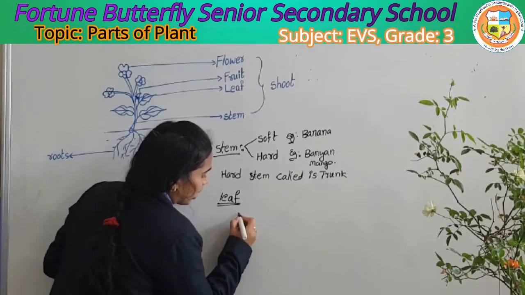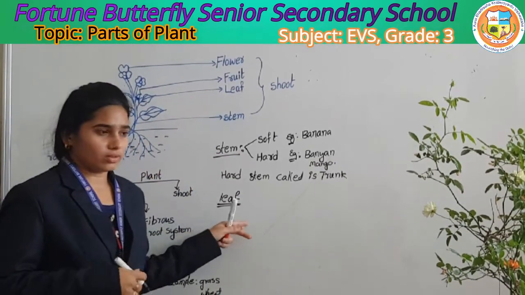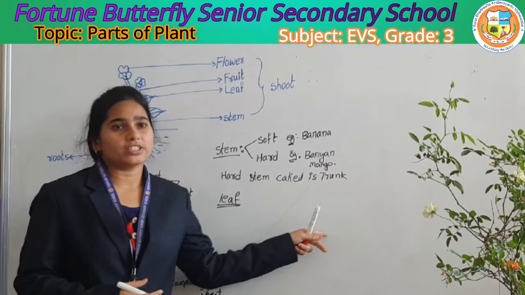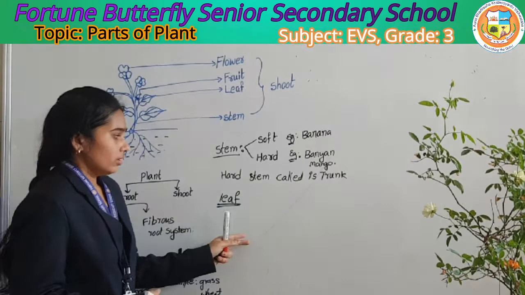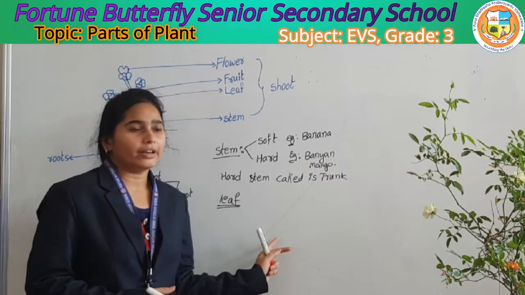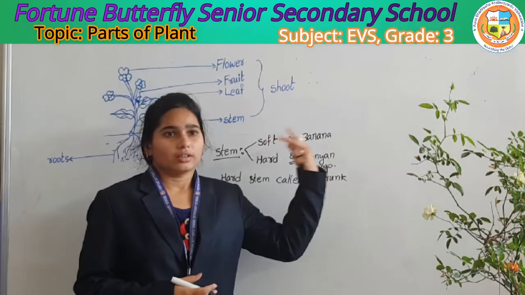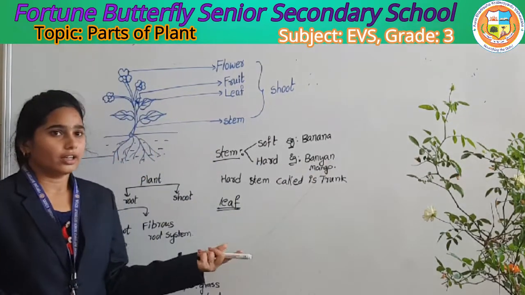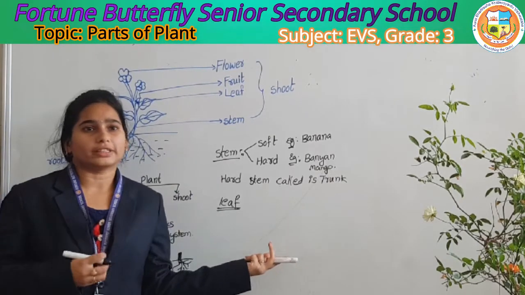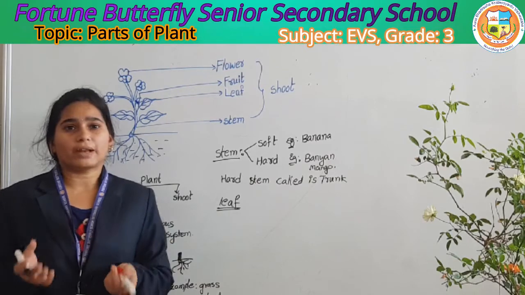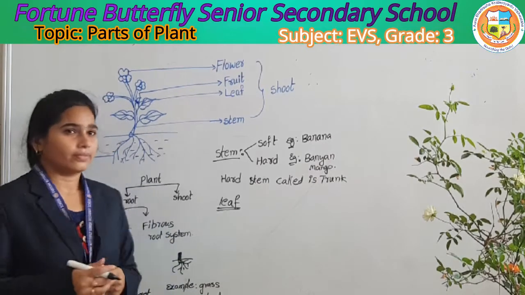The leaf uses water and carbon dioxide in the presence of sunlight to prepare the food. While making food, it gives out oxygen. This oxygen we need to breathe. Without breath we can't live. So save the plants, don't cut the plants.